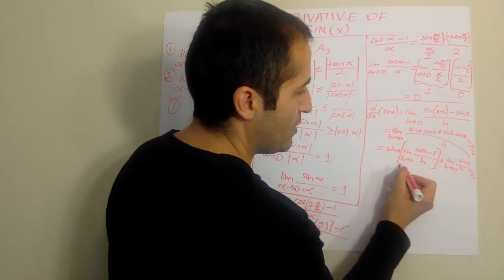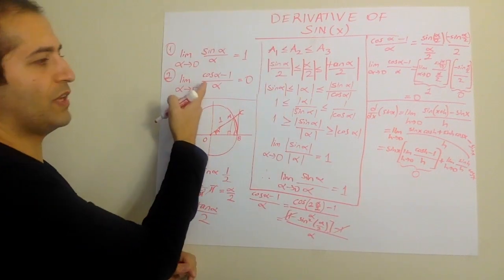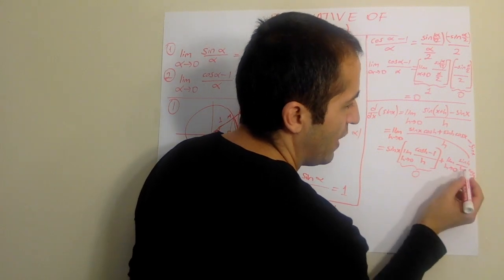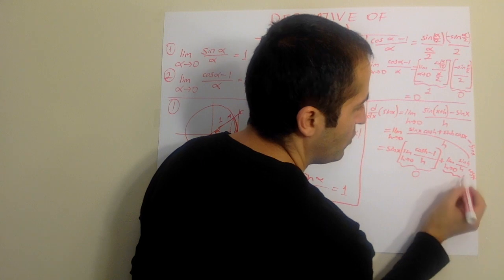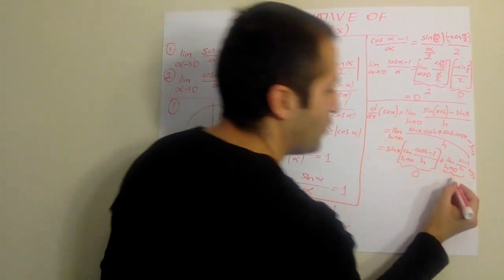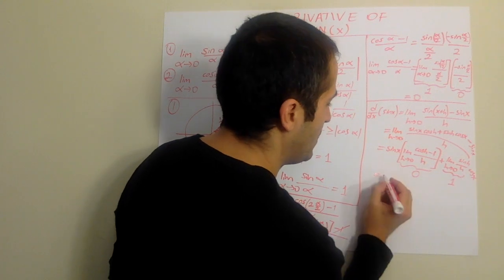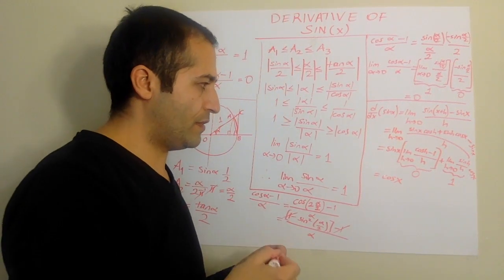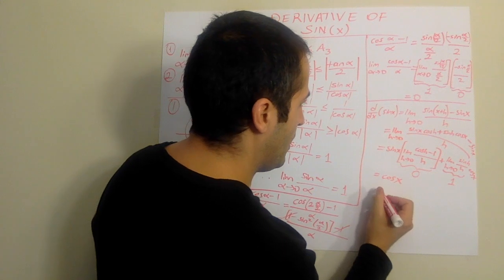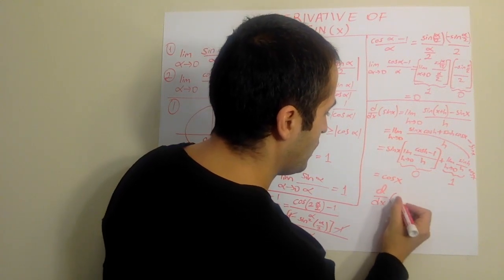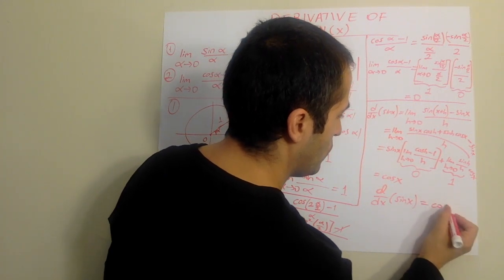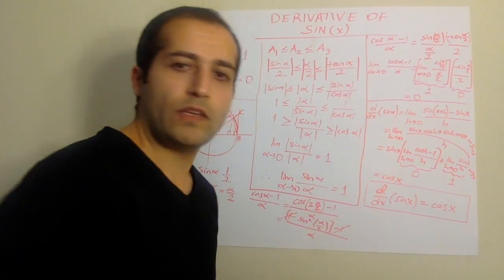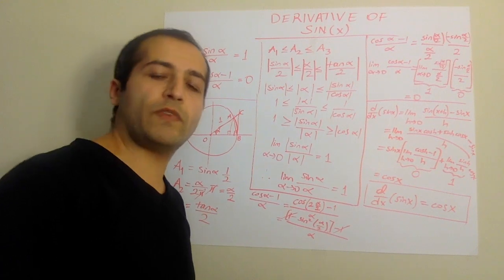As you can see, this limit is 0, as we have shown before. And this limit of sine of h divided by h as h goes to 0 is 1, as we have shown before. So this expression is nothing but the cosine of x. So this completes our calculations. So in short, we can write that the derivative of sine of x is equal to cosine of x. Okay, so we have found the derivative of sine of x.